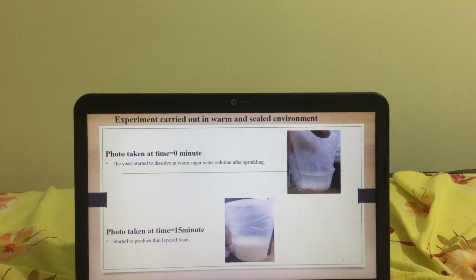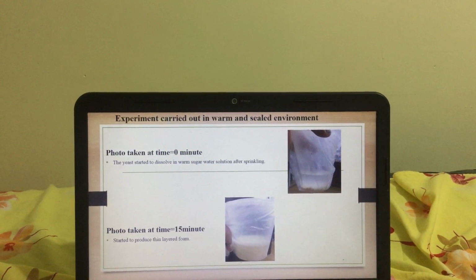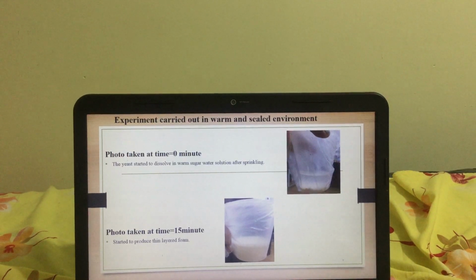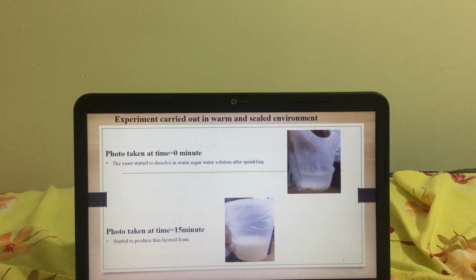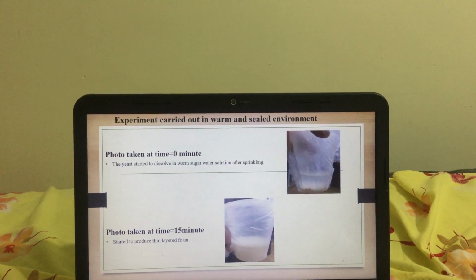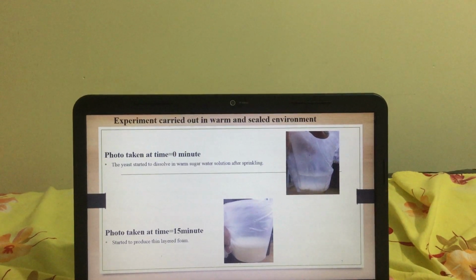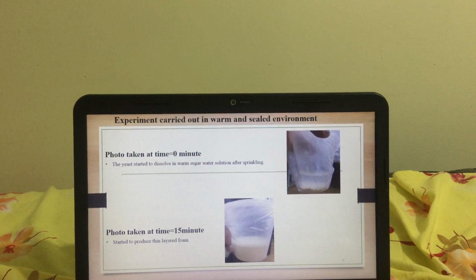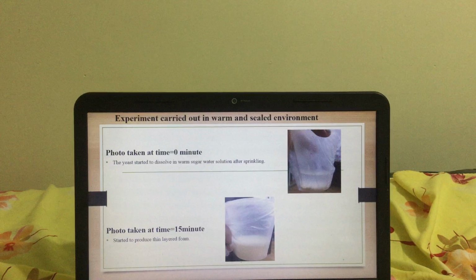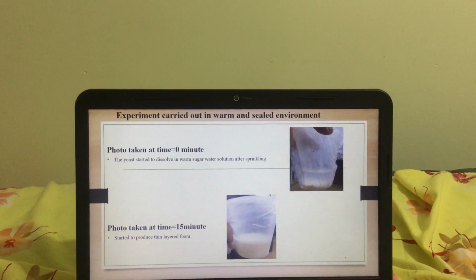And these pictures are for a different environment, which was carried out in a warm and sealed environment. I sealed the cup with a transparent plastic. The first picture is taken at 0 minutes. The yeast started to dissolve in the warm sugar water solution after the sprinkling. The second picture is taken after 15 minutes, and it started to produce a thin layer of foam.